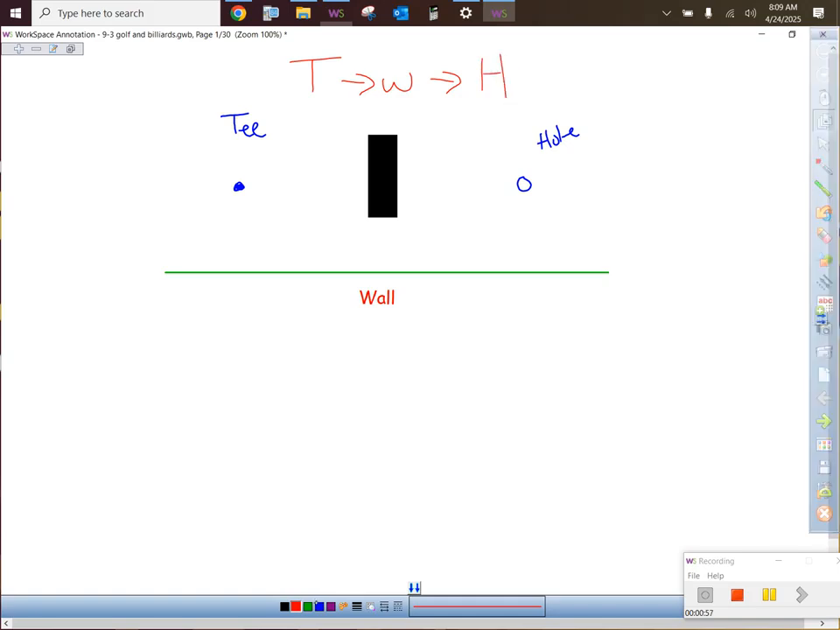What I need to do is work backwards. This is where I'm trying to get. I'm going to reflect the hole over the wall. How do you feel about it going right there if I reflected that? That's going to tell me where I need to aim. I need to aim from this ball to that point right there.